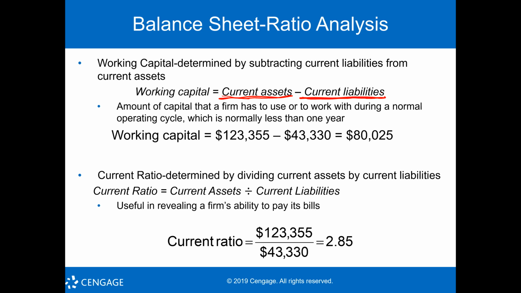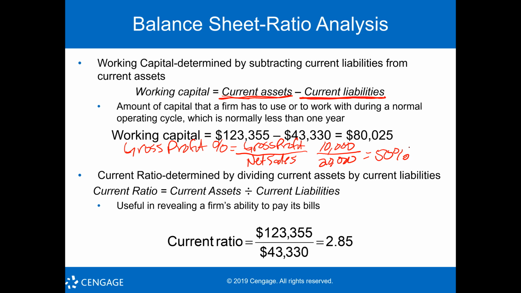The one that I forgot to put in here is the gross profit percentage. This is another one that's looked at a lot. The formula for this is gross profit divided by net sales. For example, just to make the math easy, if we've got gross profit of 10,000 and net sales were 20,000, then we've got a gross profit percentage of 50%.